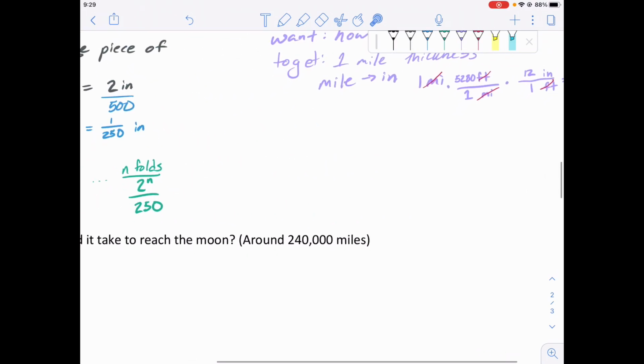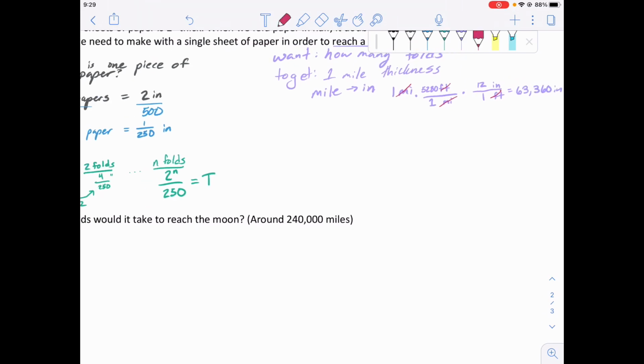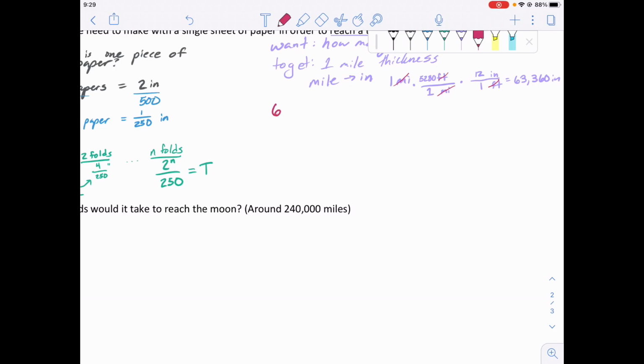And so we want to know when this is equal to the thickness. Let's call it T. Why not? But we want our thickness to be 63,360. So we're going to say 63,360 is equal to 2 to the n divided by 250. Well, we can multiply by 250, right? When we do that, we're going to get a very large number. This is 15,840,000. This might look like scientific notation on your calculator.